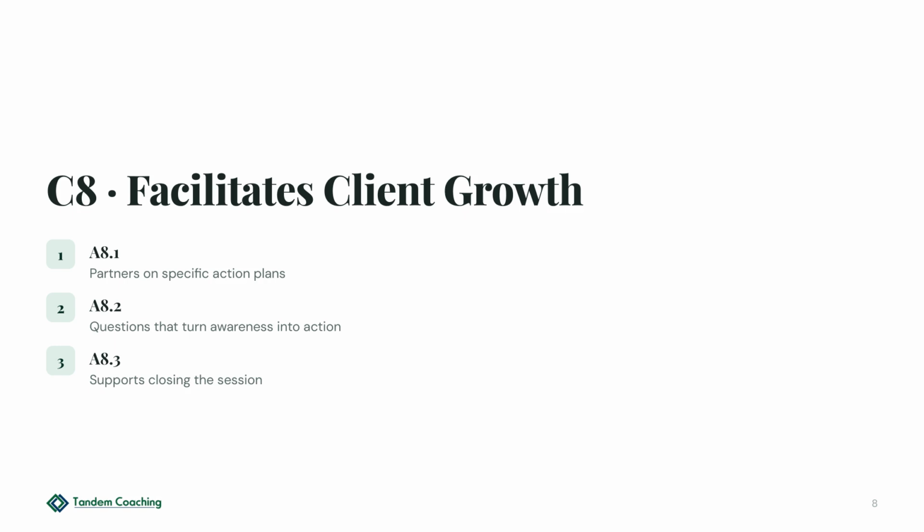When the coach asks, "What's one thing you could try before we meet next?" That's A8.2, not prescribing, not advising, asking the client to design their own next step. The distinction between partnering and prescribing is one of the most common evaluation points at ACC level. "What you should do" is not A8.1, it's the coach taking over.